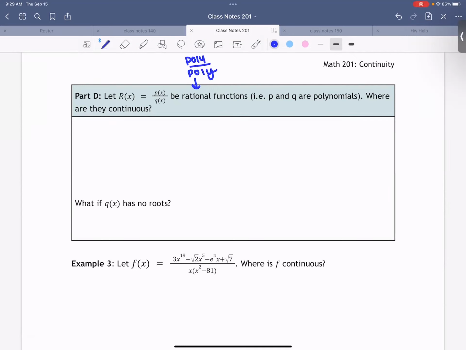I know that the numerator, or the polynomial on top, is continuous everywhere because we know that polynomials are continuous. We know the denominator is a polynomial, which is continuous. So the denominator is continuous everywhere. So we know from our theorem that we talked about before, if we divide two continuous functions, it's also going to be continuous, except where the denominator is 0 at C, right? Okay, so the answer to this question is rational functions are going to be continuous everywhere.